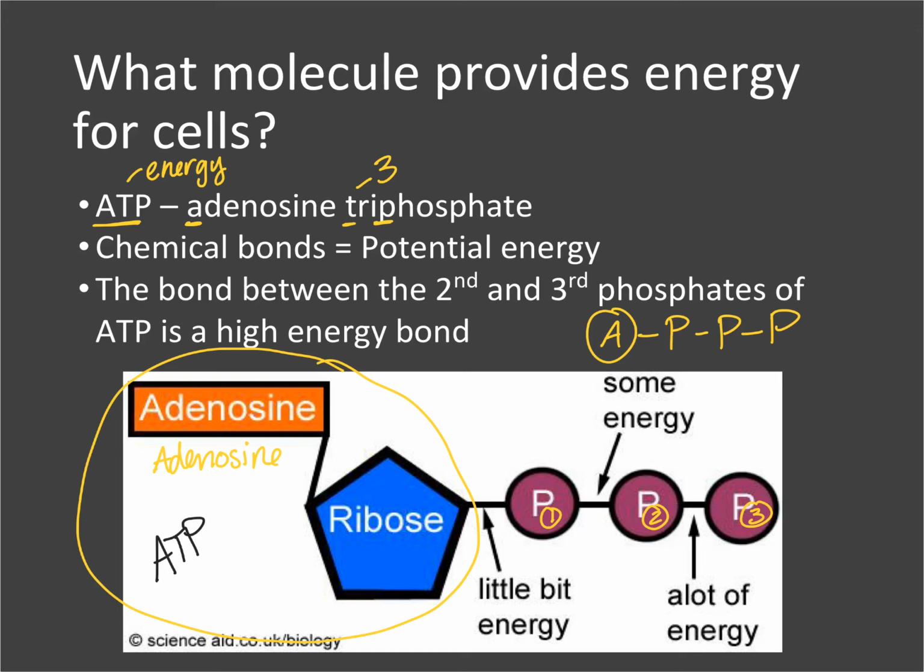Now, all of these bonds have chemical energy stored in them, but the bond between the second and third phosphates is an especially high energy bond. All right, so it's this bond that really stores a lot of energy. And so this bond is going to be made and broken as we basically make ATP and then use ATP.